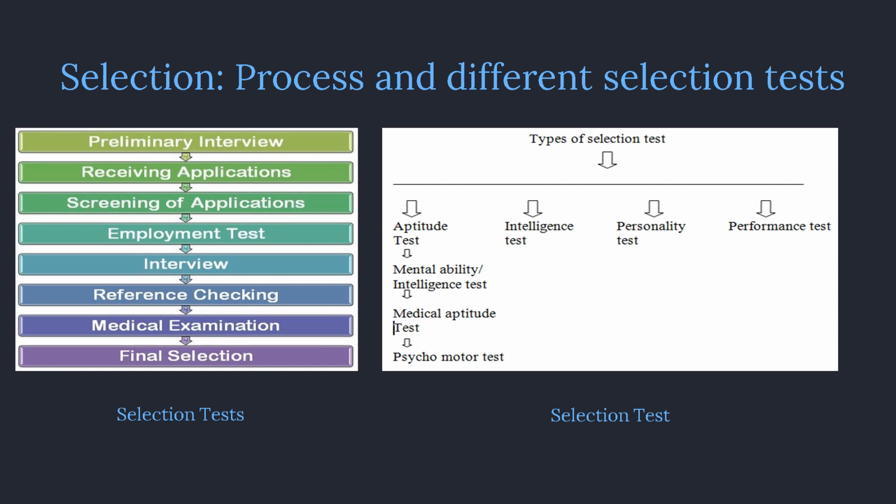The types of selection tests may be an aptitude test, which includes mental ability, intelligence test, personality, and performance test. Medical aptitude will also include a psychomotor test in some cases where the mind plays a very important role.